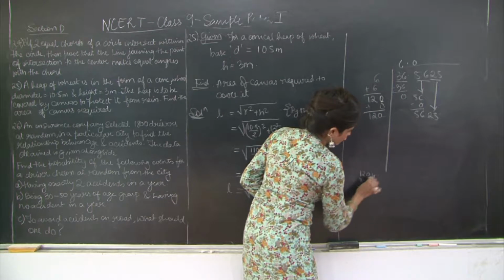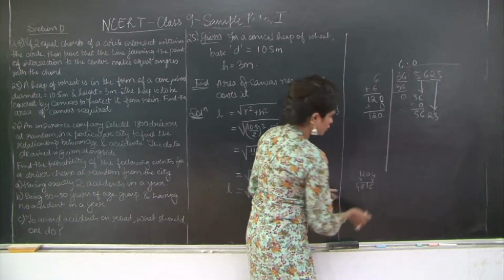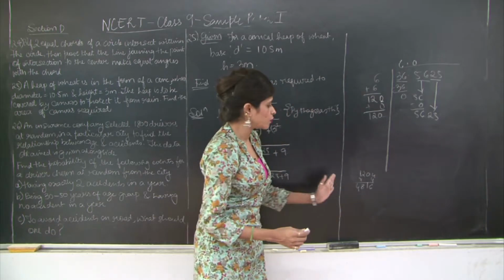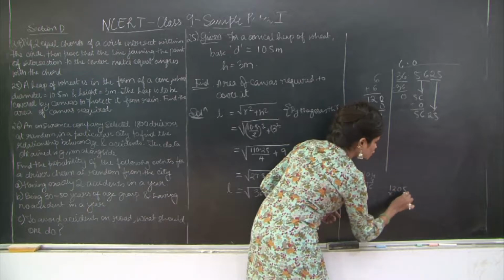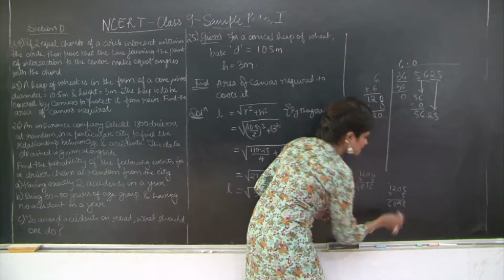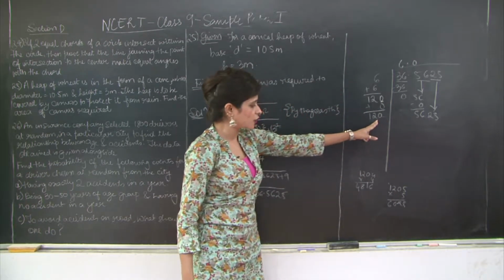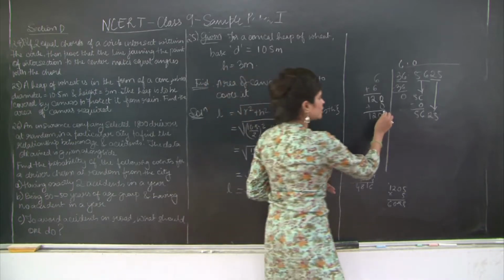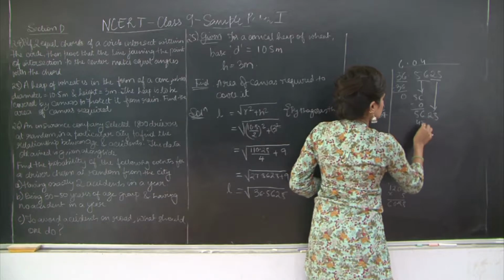If I take 1204 into 4, so what do I get? 4 4s are 16, 4 2s are 8, 4 1s are 4. So quite close. Let's check with 1205 into 5. So 1205 into 5 will give me 5 5s are 25, 5 2s are 10, 5 1s are 5, 6. So 6025, which exceeds 5625. So I am going to take 1204 into 4.